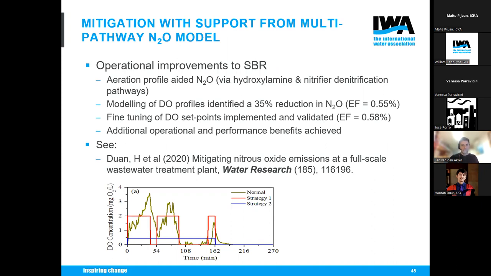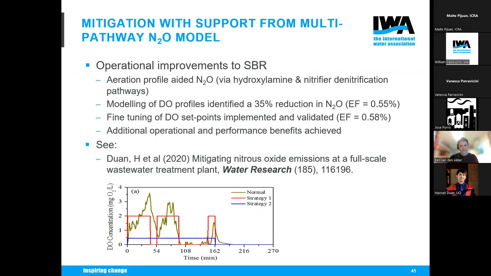What we did is we went for strategy two, and with fine tuning of our dissolved oxygen set points at this plant, we implemented these changes, and we went out and revalidated and measured nitrous oxide, and we found around about a 30 to 35% reduction in nitrous oxide with just these simple changes to the dissolved oxygen profiles. The reductions that we measured in nitrous oxide emissions were also consistent with the predictions of the model as well.